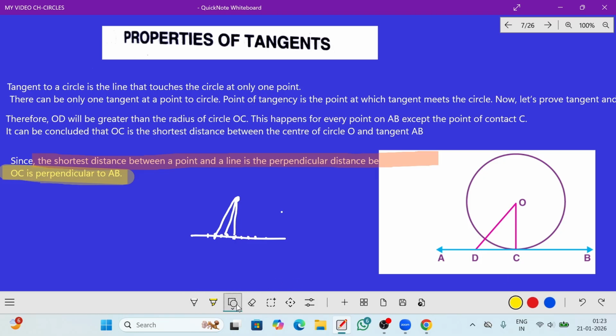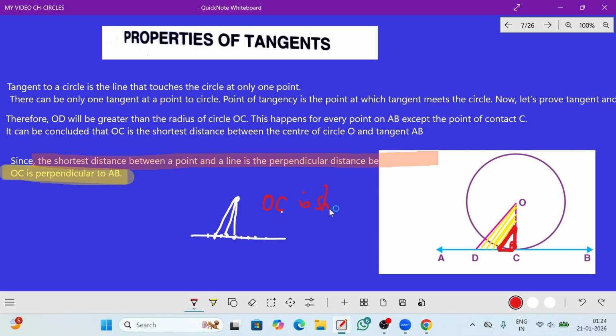Suppose we draw another two lines from here. Yes, all are greater than OC because at the point C there is 90 degrees formed. When the 90 degrees is formed here, this line becomes the hypotenuse, and the hypotenuse is always greater than the other two sides. Hence, this side is always the shortest. Hence, we can say that OC is the shortest line compared to OD.